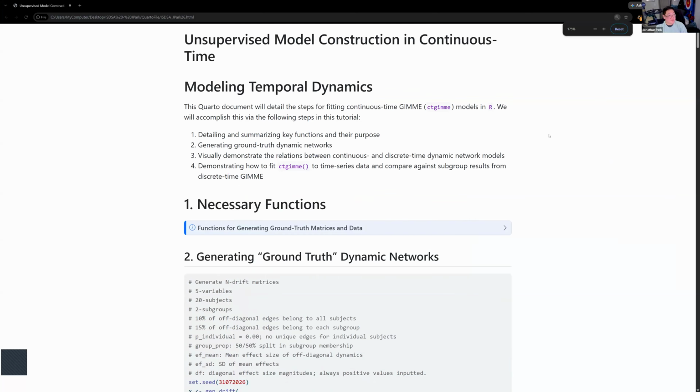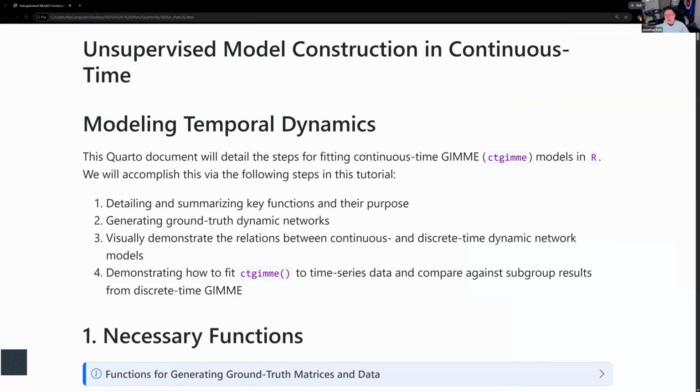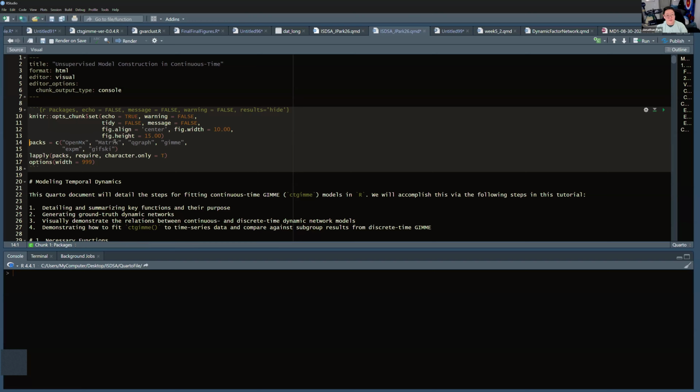So the continuous time gimme script has multiple R packages, R functions. If you use this with the Quarto document, you'll see all the packages that you need. Transitioning here, you can see I have a list of packages, including OpenMX, Matrix, QGraph, Gimme, Expim, and GIFSKI. If you run these two lines, it will just read those in if you have them. Otherwise, you will need to install those packages.